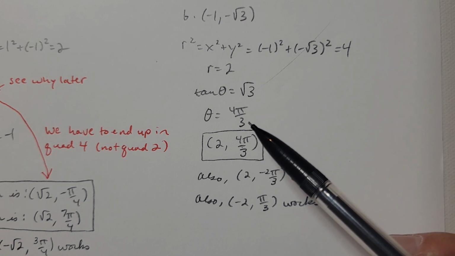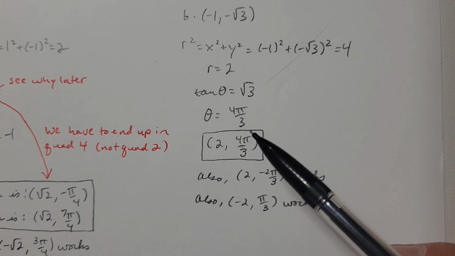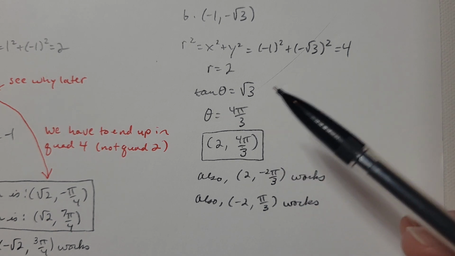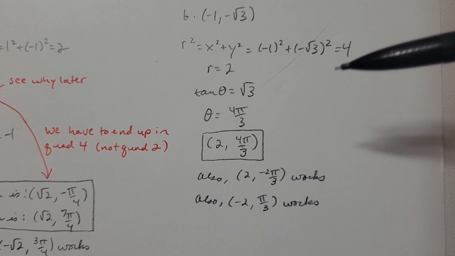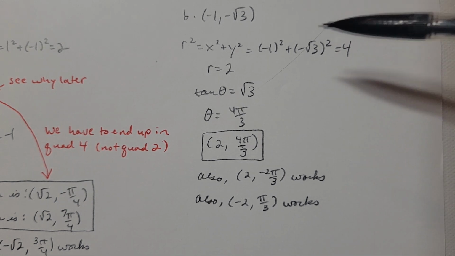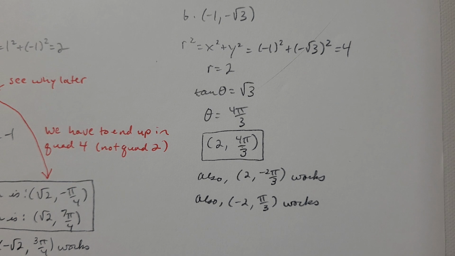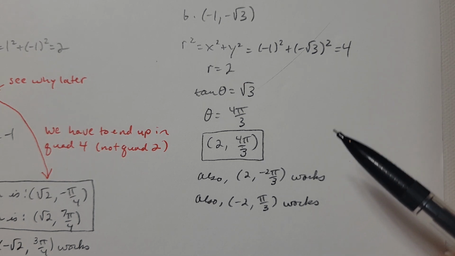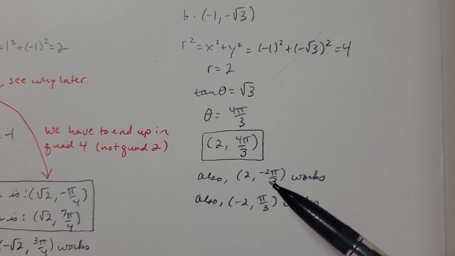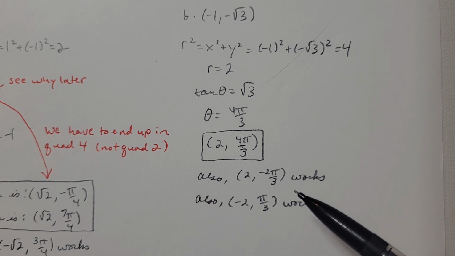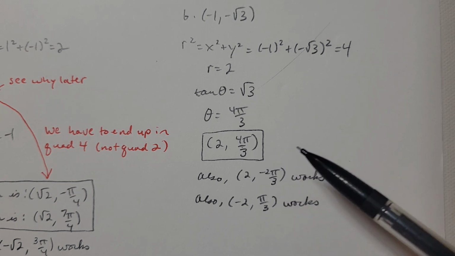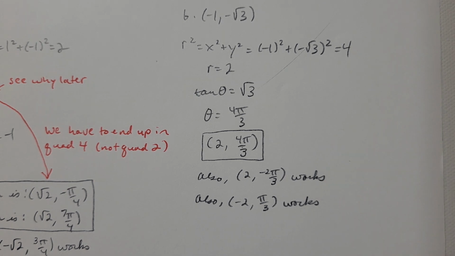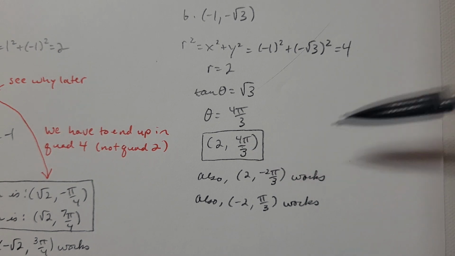Tangent of 4π/3 is negative over negative, which puts me in quadrant 3. So one answer that I could give here would be (2, 4π/3). But 4π/3 is the same thing as going clockwise around the origin. -2π/3 radians would also put me on the same radial line as 4π/3. So another answer I could give here would be (2, -2π/3).